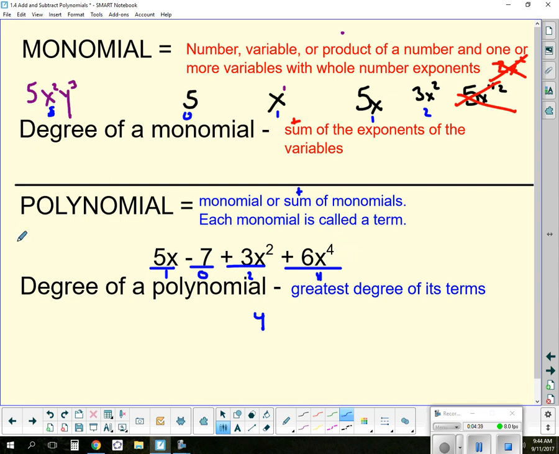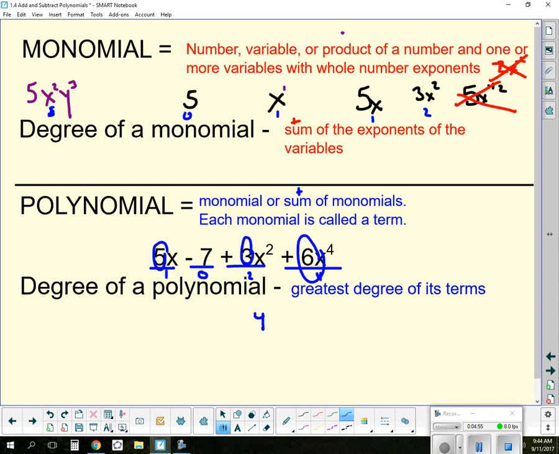Okay. Another vocab term is just coefficient. You've heard that before. Remember what that is? It's the number in front of the variable. So 5 is a coefficient, 3 is a coefficient, and 6 is a coefficient. 7 all by itself, that's not a coefficient, it's just a constant.